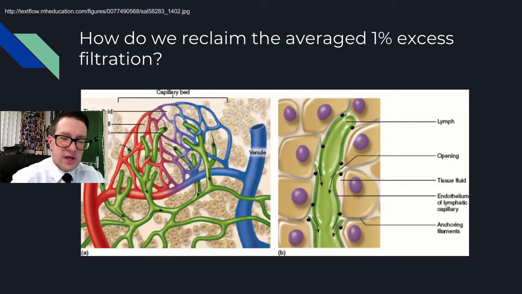What we'll notice is for every 100 milliliters that gets filtered, about 99 gets reclaimed or reabsorbed. So we need that 1%, because it turns out that 1% is kind of a big deal. So we have a tissue or a vessel called a lymph vessel, and among its jobs is it can reclaim that 1%.